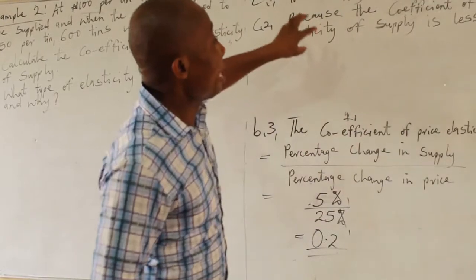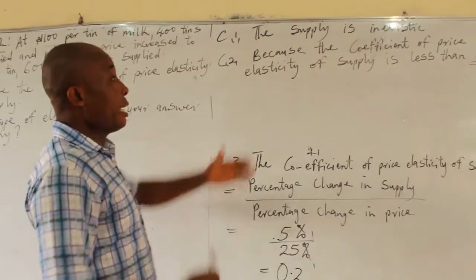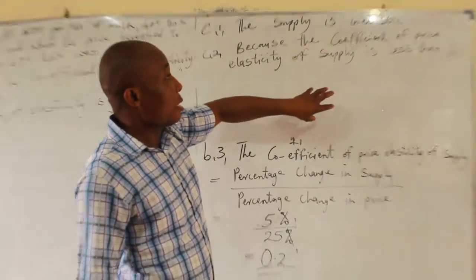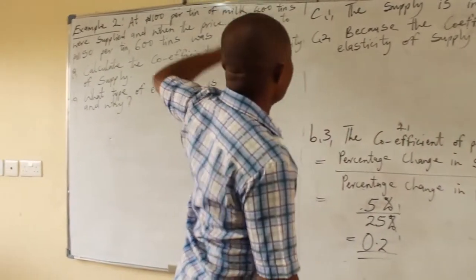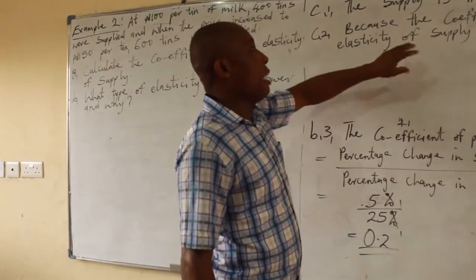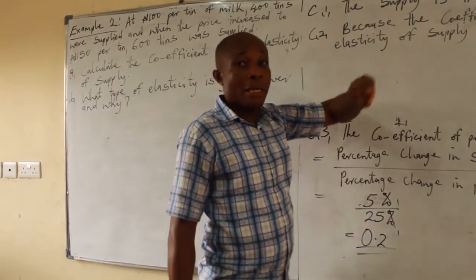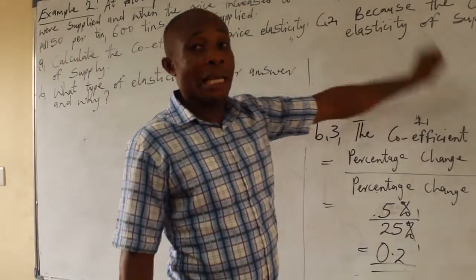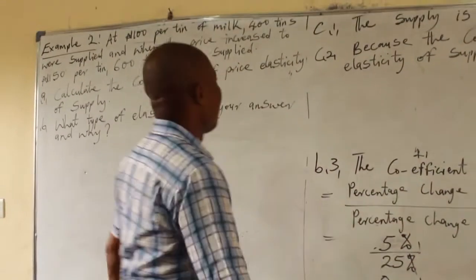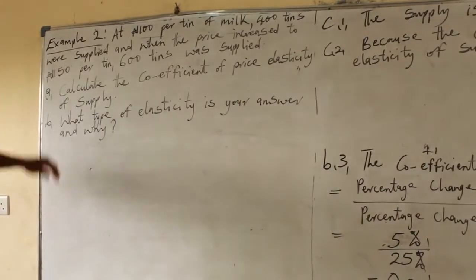Okay, now that we are through with example 1, in case what I did is not clear to you, by the time I solve example 2, I believe you will really understand how to calculate the coefficient of price elasticity of supply. Now example 2.